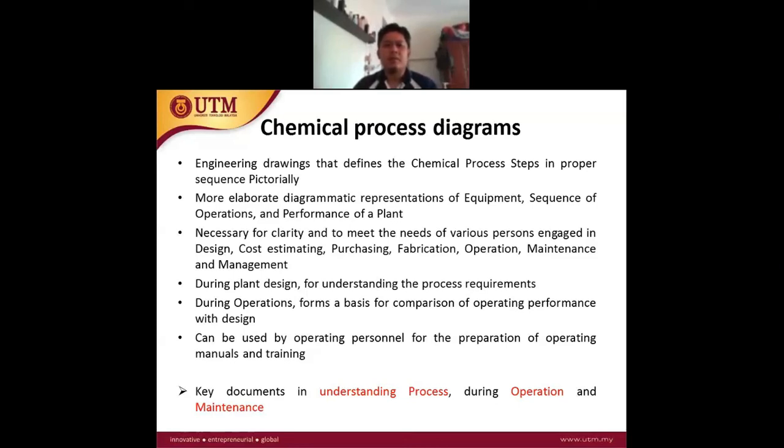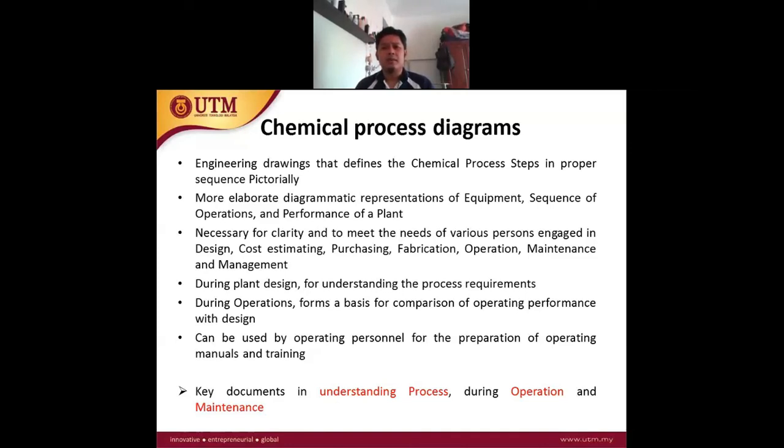The chemical process diagram shows us the elaborate representation of the equipment and the sequence, and also explains the performance of the plant. So you as an engineer need to know the chemical process diagram because you want to fulfill the requirements, for example design, cost estimation, procurement, fabrication, operation, maintenance, and also management records, and most importantly safety.